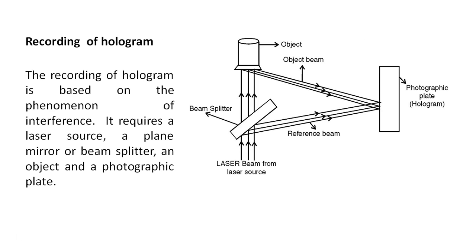The first one is recording of hologram. This is the diagram of recording of hologram. The recording of hologram is based on the process of interference. It requires a laser source, a plane mirror or beam splitter, an object, and a photographic plate.